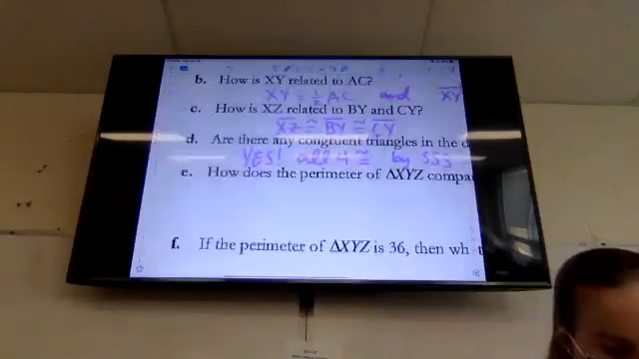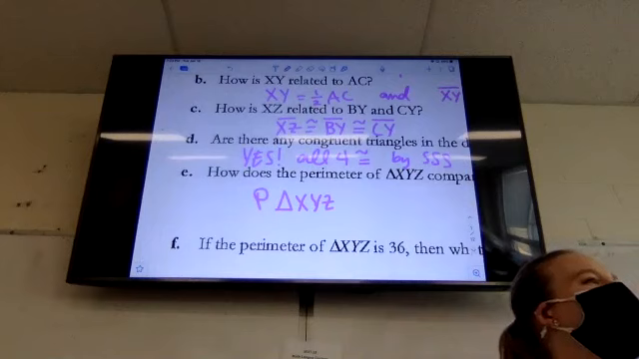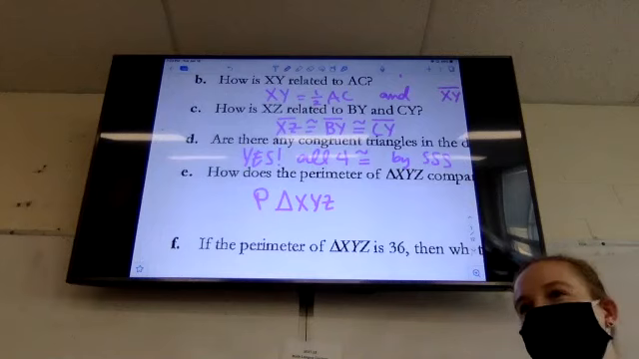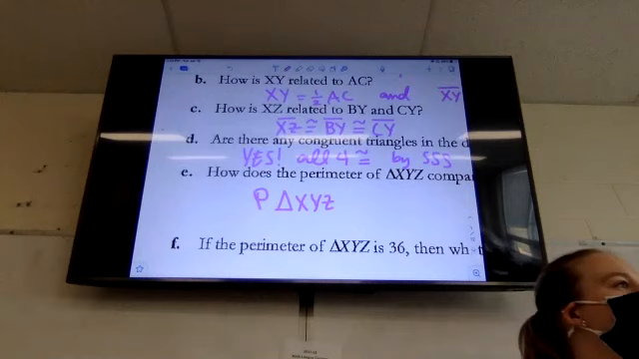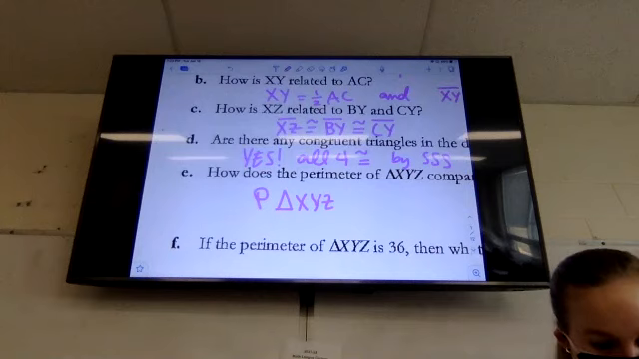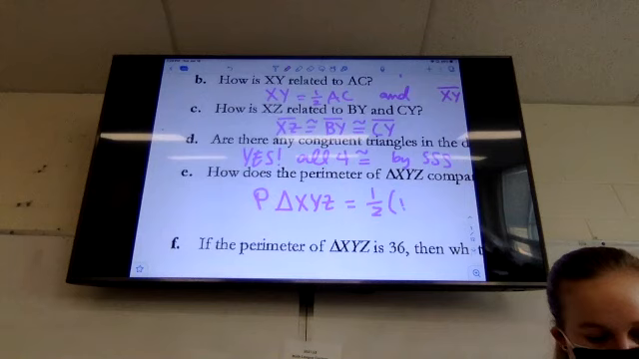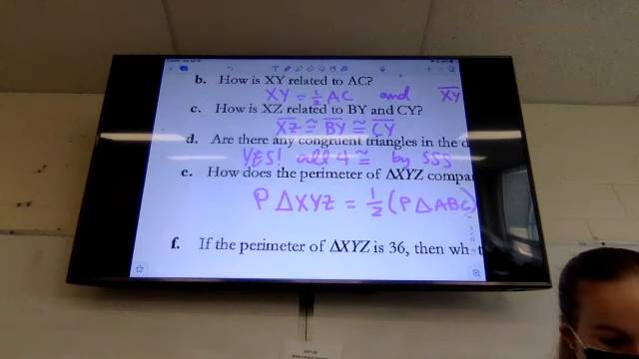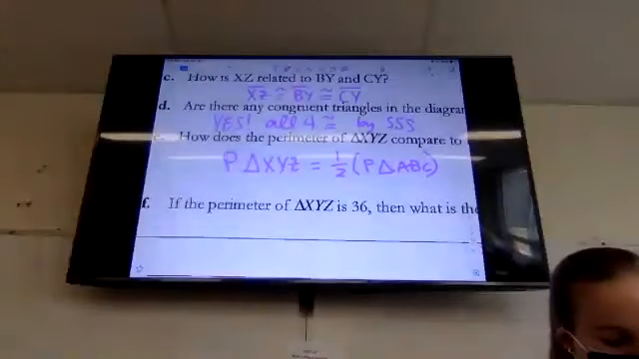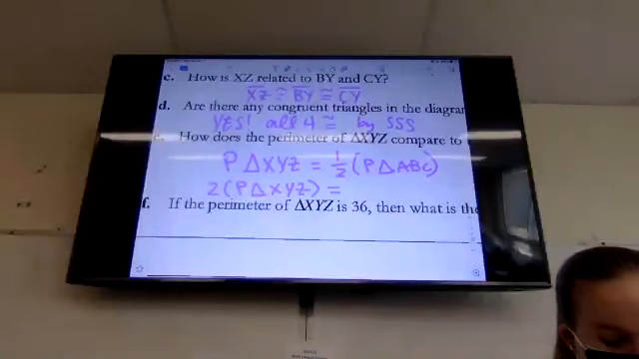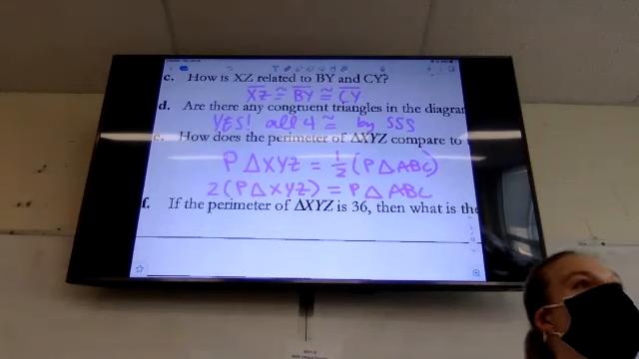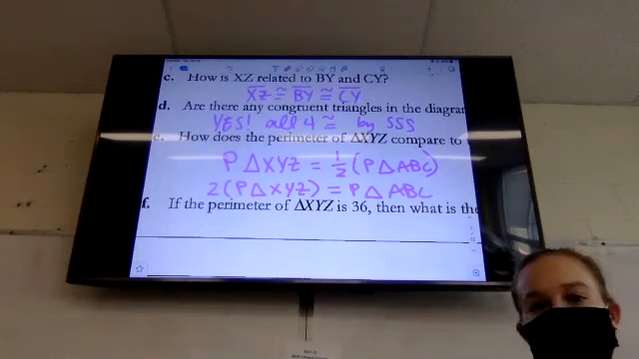So I'm going to write this. I'm going to say P triangle XYZ. That to me is saying perimeter of. If you want to write perimeter all the way out, it's your notes. Do whatever makes you happy. And I'm going to say that equals 1/2 of perimeter of triangle ABC. Again, if you hate fractions, you can also go 2 times perimeter of triangle XYZ equals perimeter of triangle ABC. You do not need both, but whichever one makes the most sense to you, let's use that one.